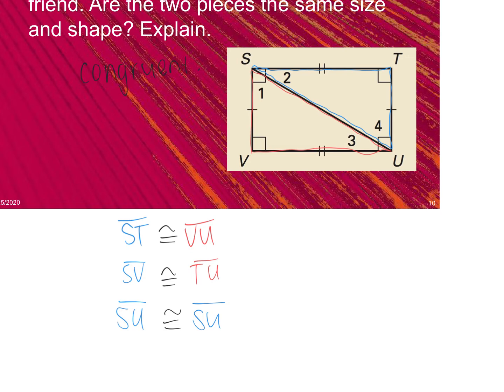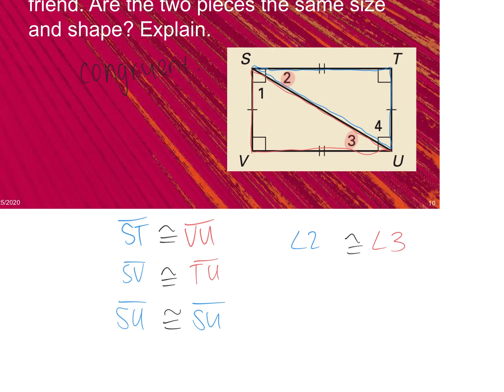So shapes have sides and angles. So I need all of the angles to be proved congruent. Which angles are congruent in these 2 figures? Sophia? 2 and 3. Very good. Why is angle 2 from the blue triangle congruent to angle 3 from the red triangle?